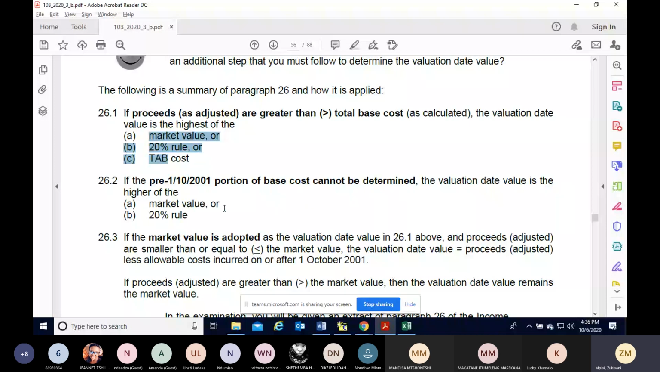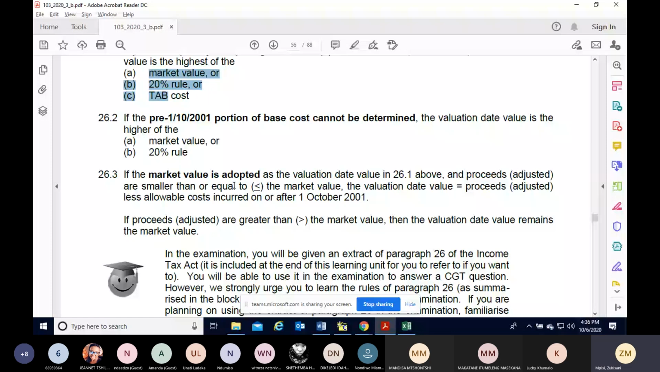If the market value is adopted as the valuation date value in 26.1 and proceeds are smaller than or equal to the market value, the valuation date value is equal to the proceeds less allowable cost incurred on or after 1 October 2001.